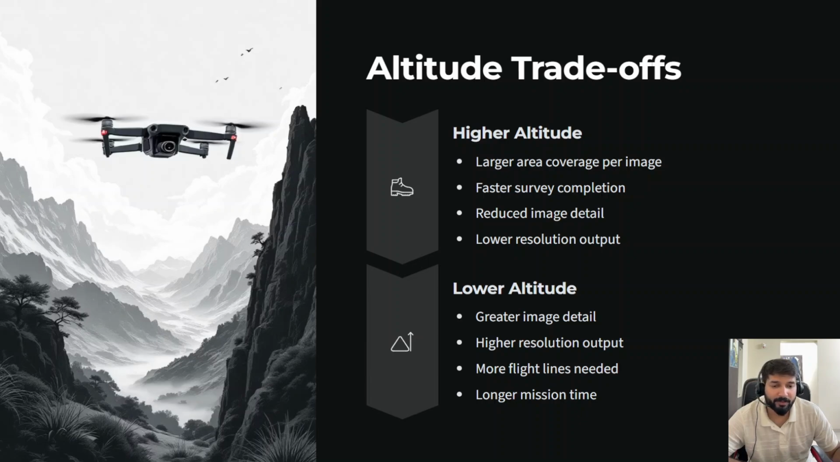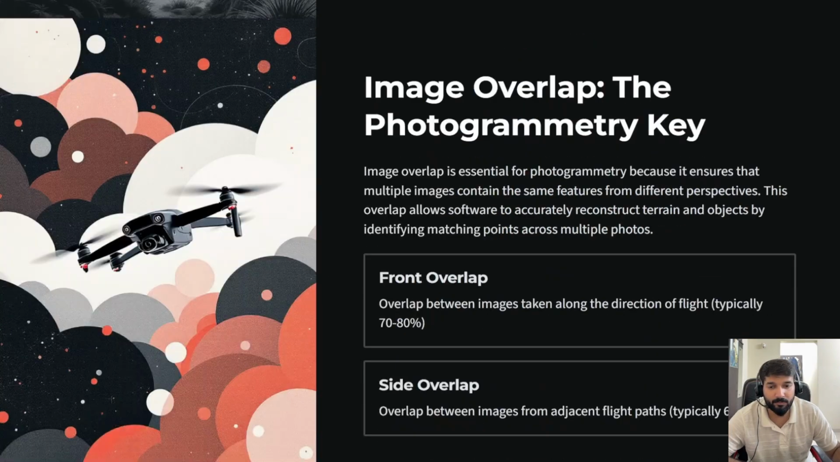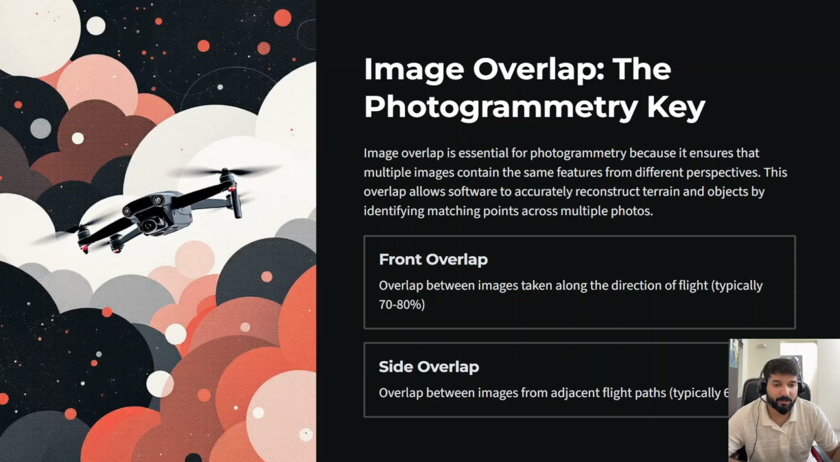Flying at a lower altitude increases image detail because the camera is closer to the ground, but it requires more flight lines and more images to cover the same area. Surveyors usually choose an altitude that balances coverage, efficiency, and image detail. Now let's talk about image overlap.